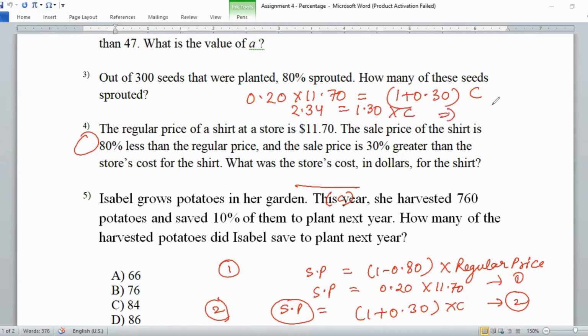C. How? It's 2.34 by 1.30. On solving it more, I'm getting 1.8, which is an approximated value. So you can note down this also. We have started with the first condition given, the second condition given, C is the store cost, and that value we have to find here. So please check your answer whether it was correct or not. And we are moving to the next question.